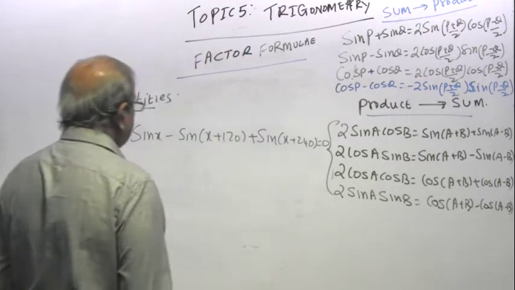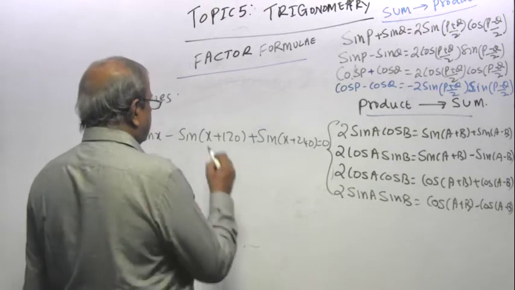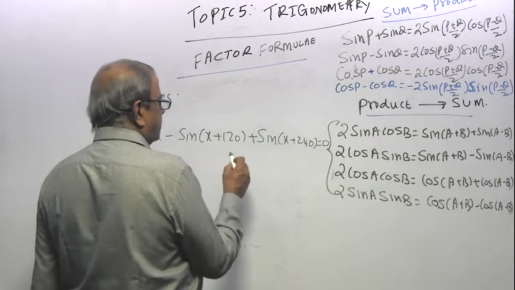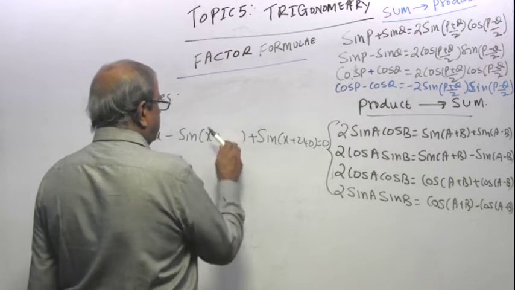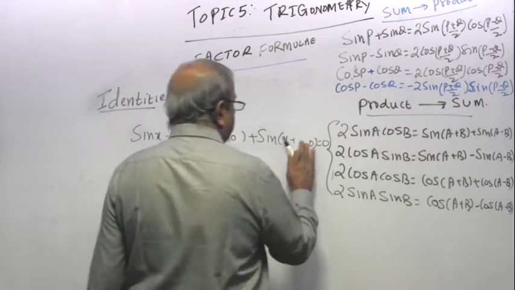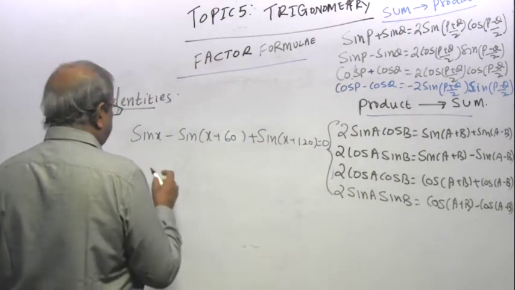Oh no. Would that work? Sin 120, sin x, negative, negative, no, no. That should be 60 and that should be 120. Now it should work. Let's see.